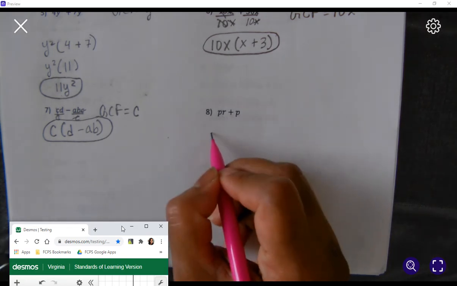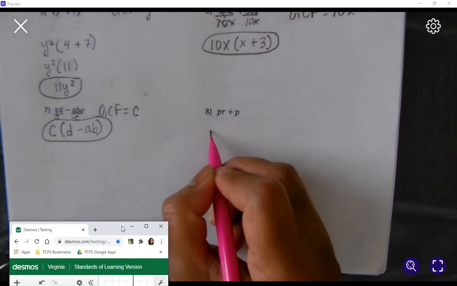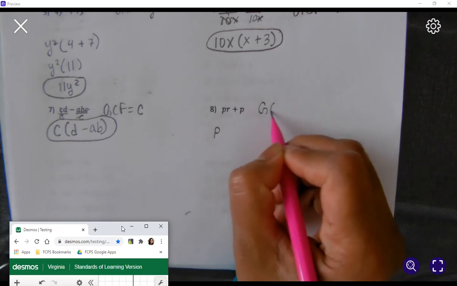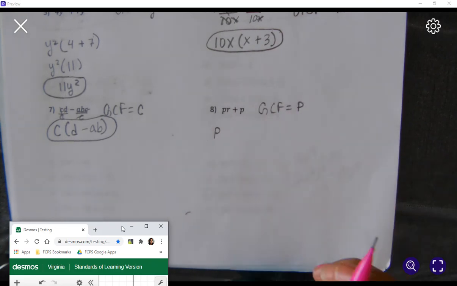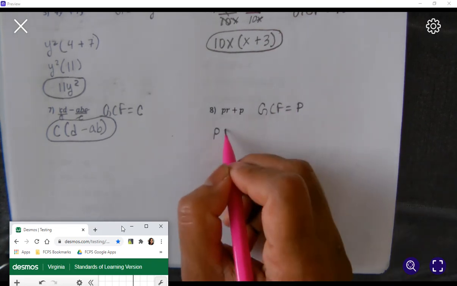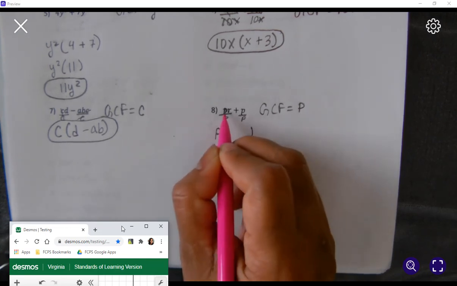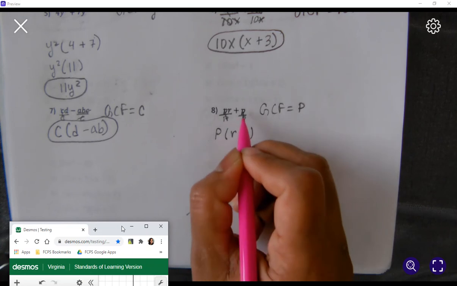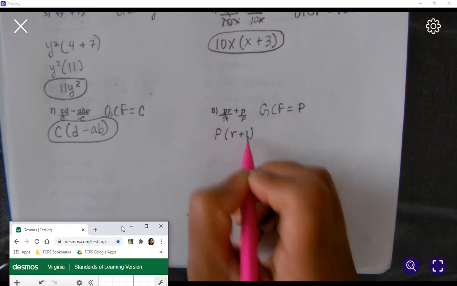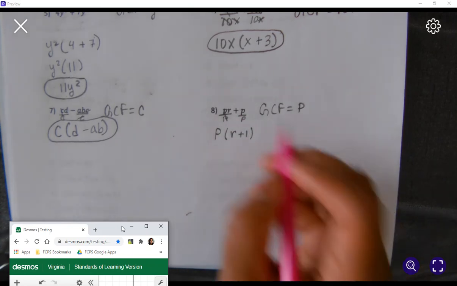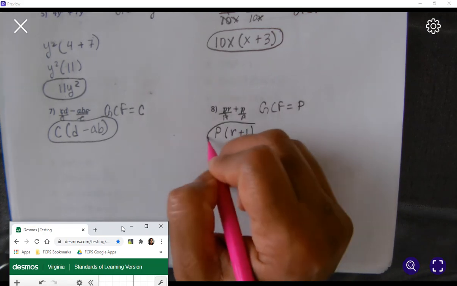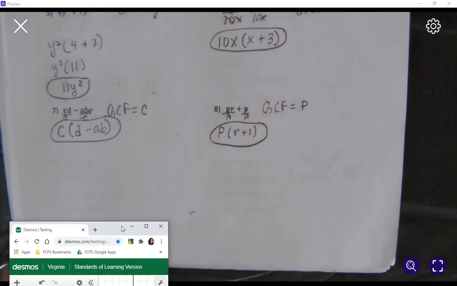Over here I have P. So my greatest common factor is a P that I can take out. So you have here, divide out a P. So here you just have R and P divided by P, anything divided by itself is equal to 1. Okay, so that's page 2.